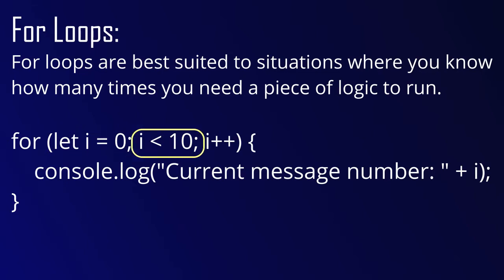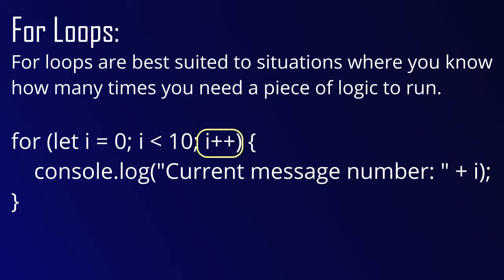The second part is the condition determining when the loop ends. For our example, we state that as long as the variable I is less than 10 to continue the loop. Once the variable I is 10, the loop ends. This is also called breaking out of the loop.